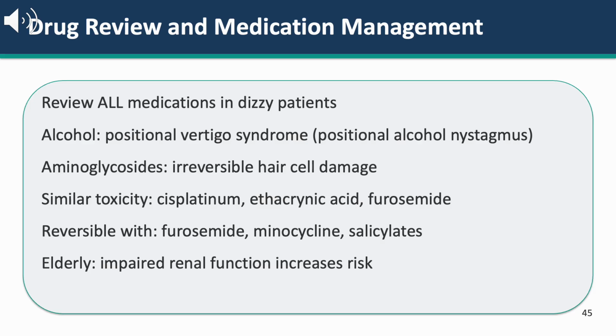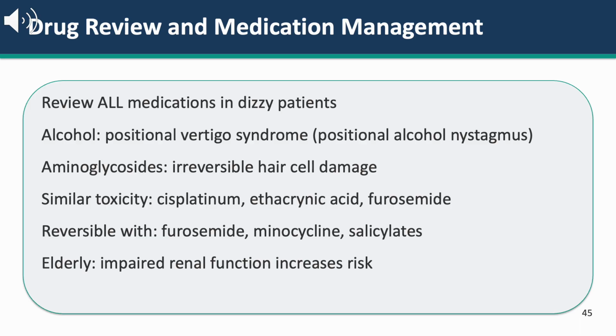Drug review is a fundamental first step in managing any patient with dizziness or vertigo. Alcohol can produce a positional vertigo syndrome because it diffuses into the labyrinth and changes the specific gravity of the cupulae of the semicircular ducts. Aminoglycosides can produce irreversible damage to labyrinthine hair cells, resulting in sensory disequilibrium, oscillopsia, hearing loss, and tinnitus. Similar clinical pictures can occur with antimalarial agents, cisplatinum, ethacrynic acid, furosemide, minocycline, and salicylates.